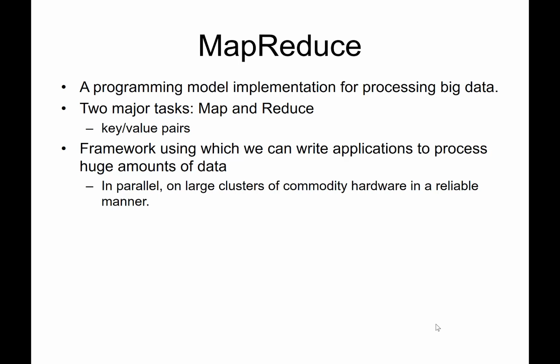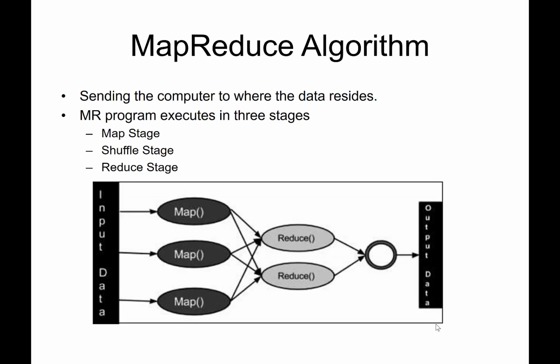MapReduce is a framework with which we can write applications to process huge amounts of data in parallel on large clusters of commodity hardware in a reliable manner. Generally, MapReduce is based on sending the computation to where the data resides. MapReduce programs execute in three stages: map stage, shuffle stage, and reduce stage.